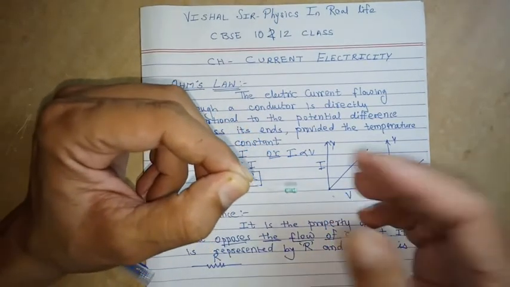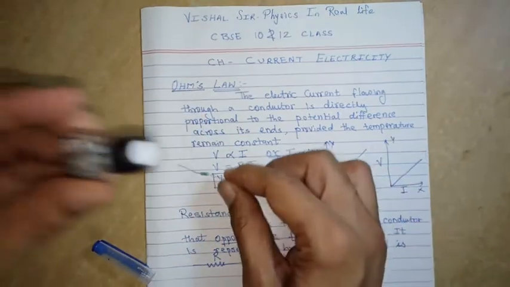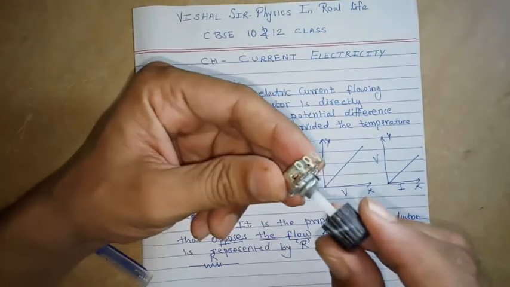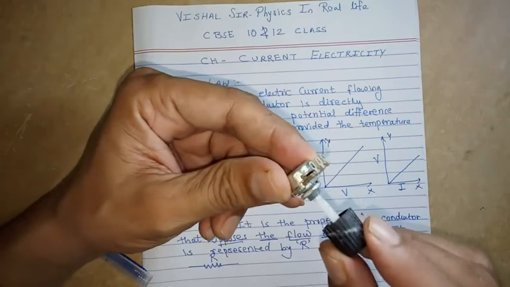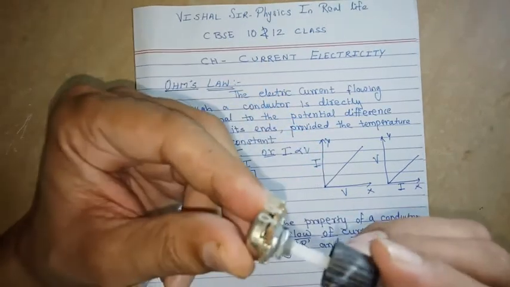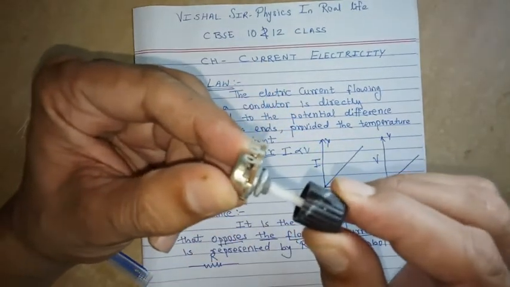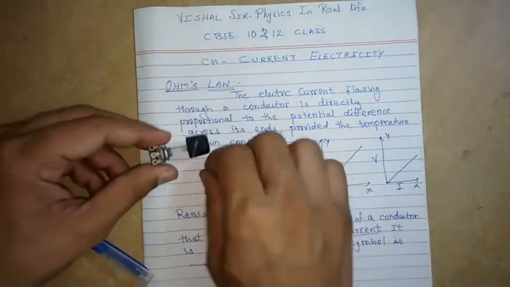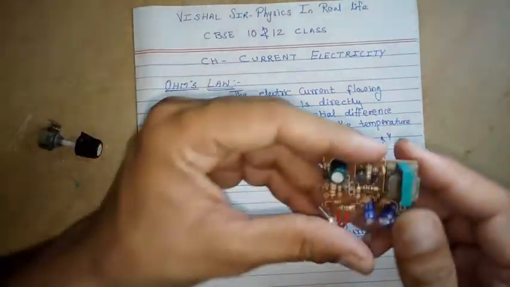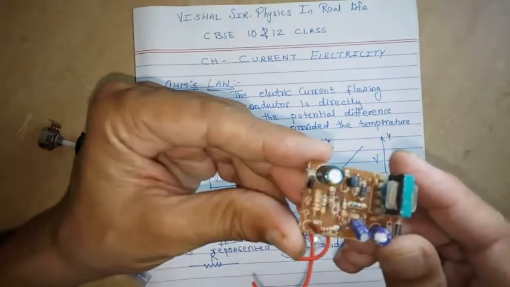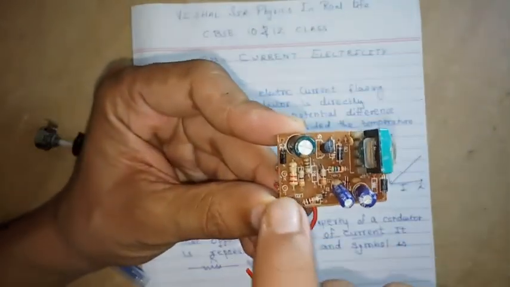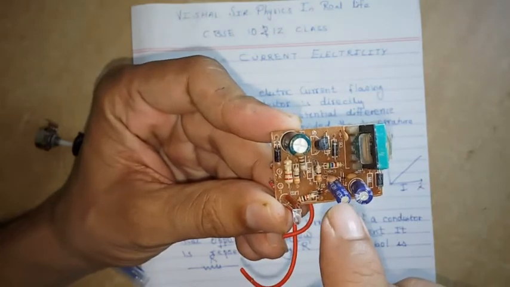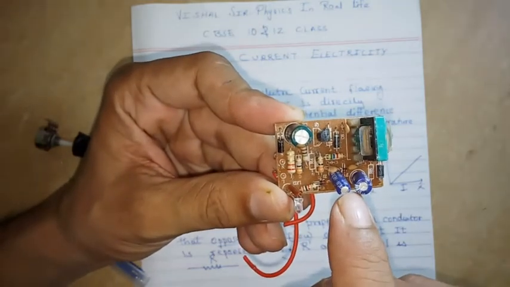There are different types of resistance available in the market. This is a pot. It is also called a potentiometer. It is a variable resistance. Observe here, we can vary the resistance. It is similar to a fan regulator. In daily life applications, this is a circuit of a mobile charger. Observe here, different values of resistance are connected in series and parallel combinations.